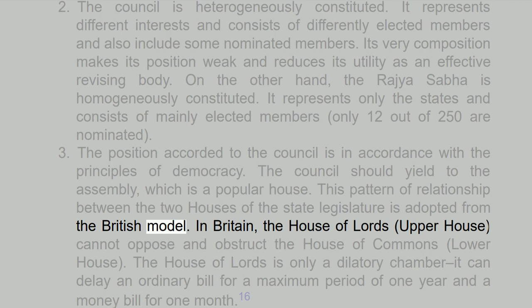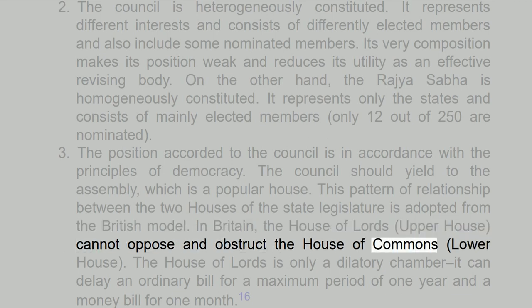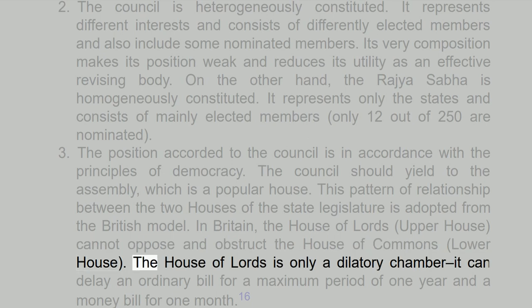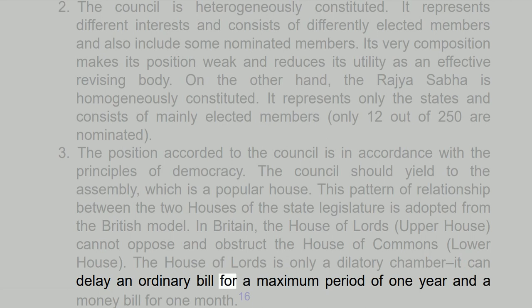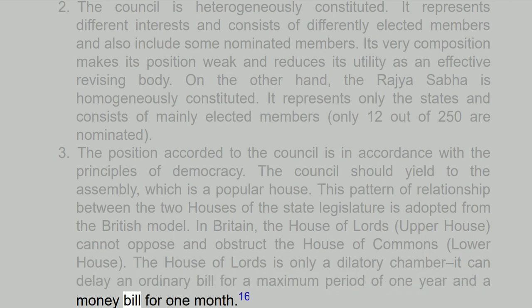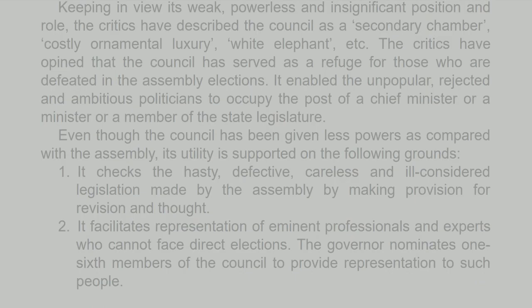In Britain, the House of Lords, upper house, cannot oppose and obstruct the House of Commons, lower house. The House of Lords is only a dilatory chamber. It can delay an ordinary bill for a maximum period of 1 year and a money bill for 1 month. 16. Keeping in view its weak, powerless and insignificant position and role, the critics have described the council as a secondary chamber, costly ornamental luxury, white elephant, etc.